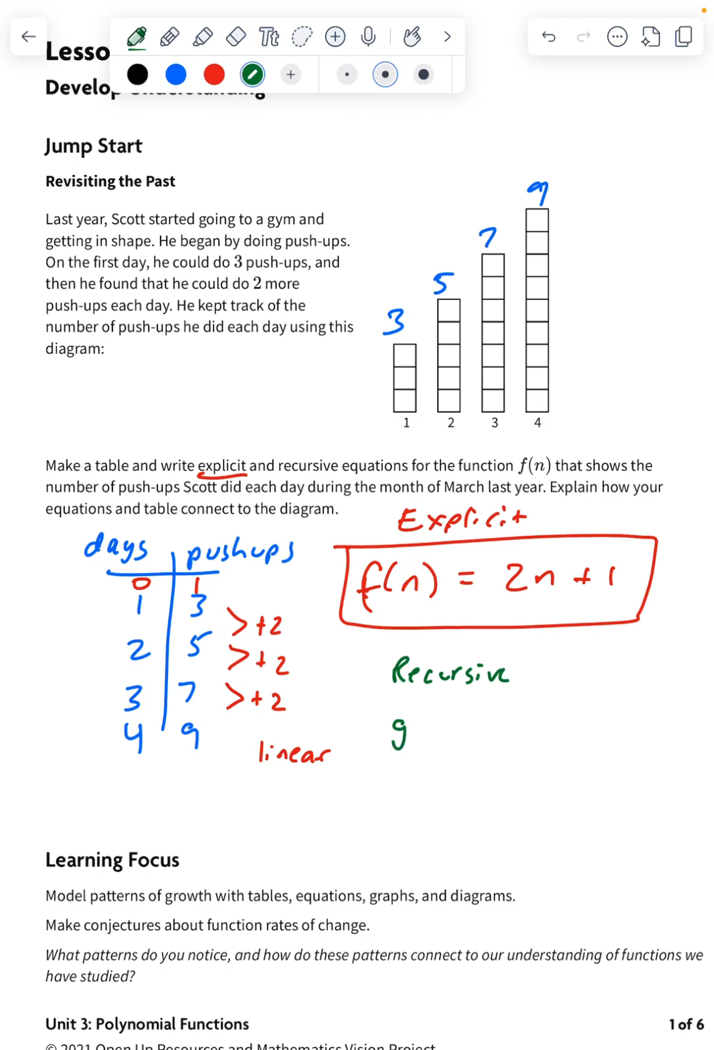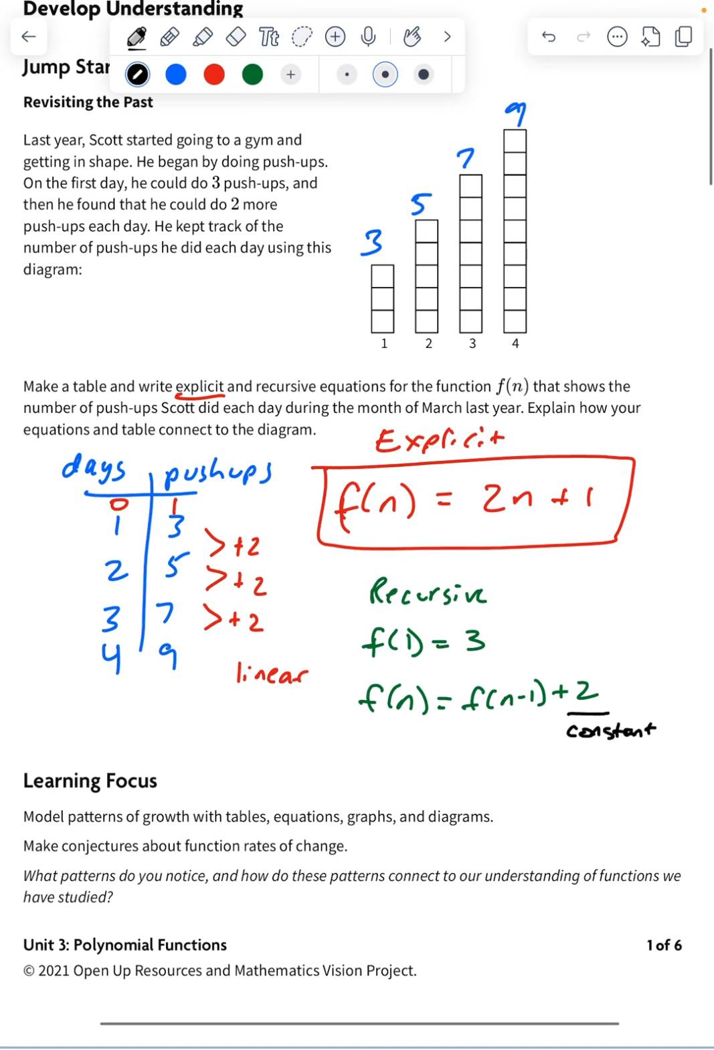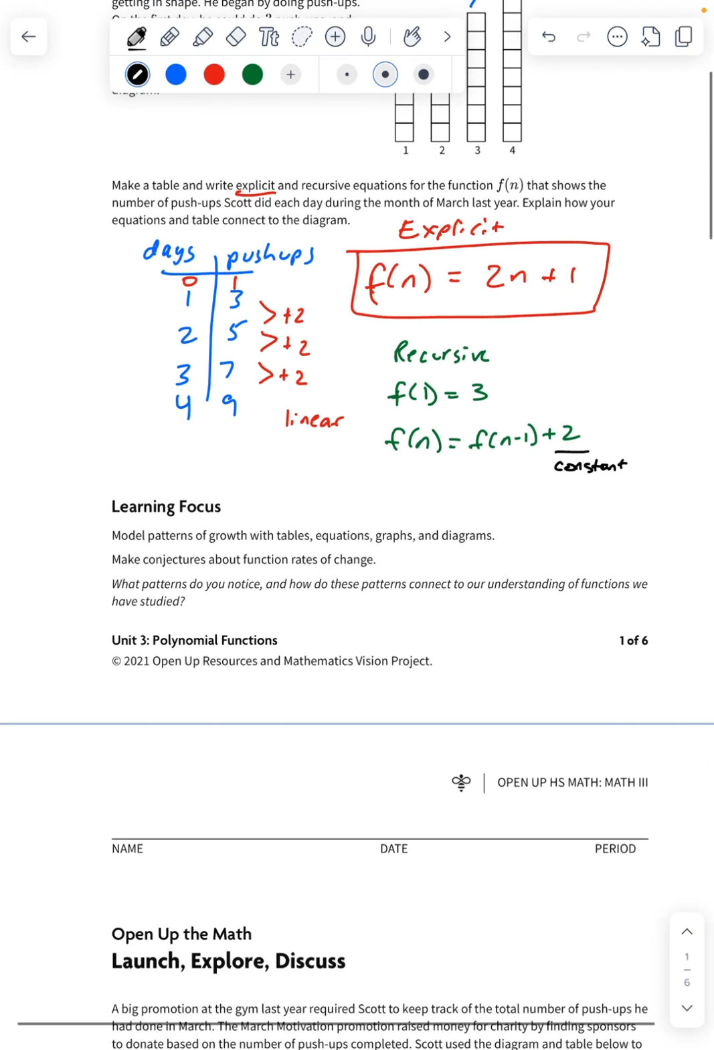We say that f of 1, the function when the day is 1, is 3. And then we say f of n is equal to that previous term, f of n minus 1, and then we're just adding 2 more each time. This isn't really overly helpful when you start getting more and more complicated equations, but it is interesting to note that you can see we're just adding on a constant here. And so something to note is, okay, if the rate of change is constant, if that first difference is constant, it's linear, and then you have a constant rate of change being added on there.